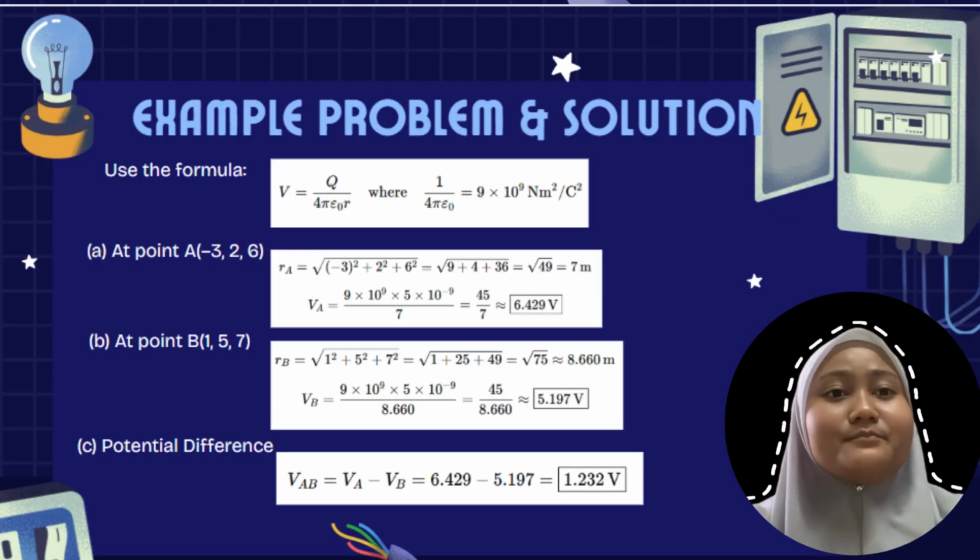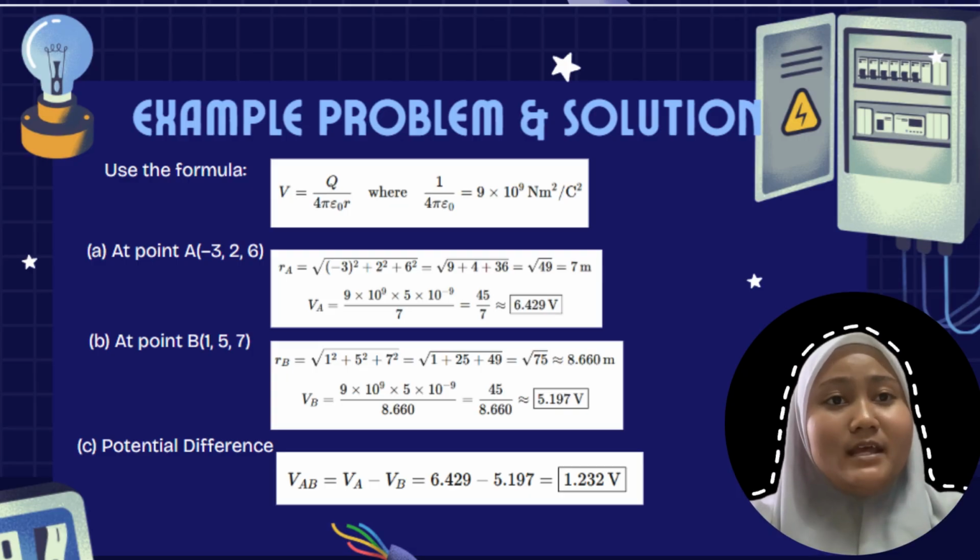And the last is the potential difference, V_AB, which is V_A minus V_B. So 6.429 minus 5.197 is equal to 1.232 volts.